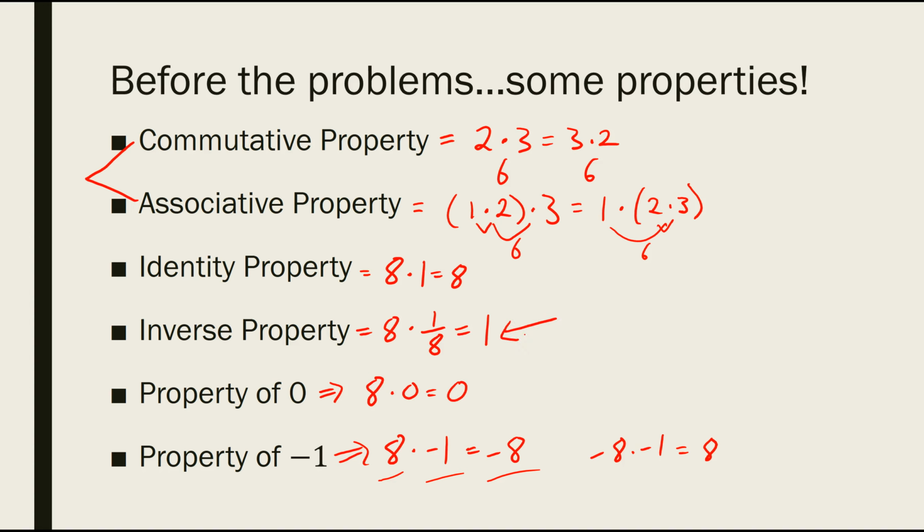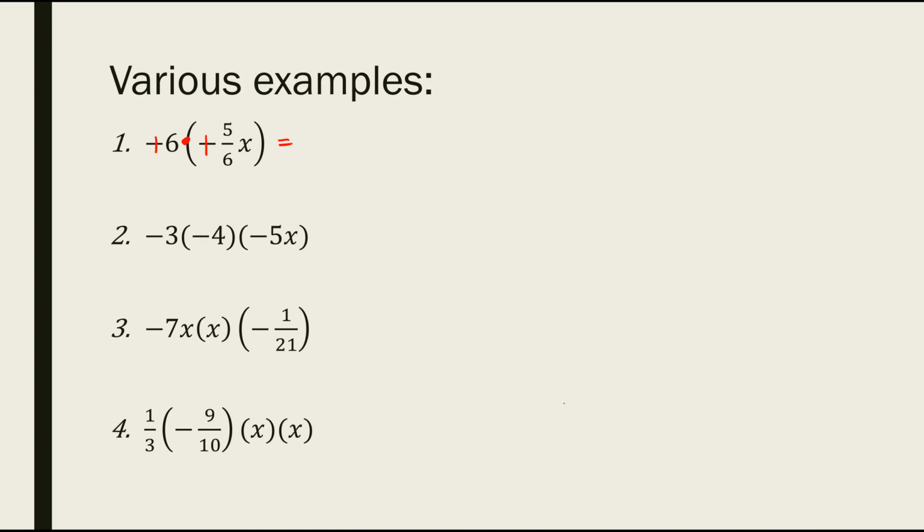If I have a number on top of a fraction, so 6 over 1, and a number on the bottom of the next fraction, those are going to cancel because of the inverse property. So the only thing I'm left with is 5x, so that's my final answer, positive 5x. And I made use of a couple properties to get there.